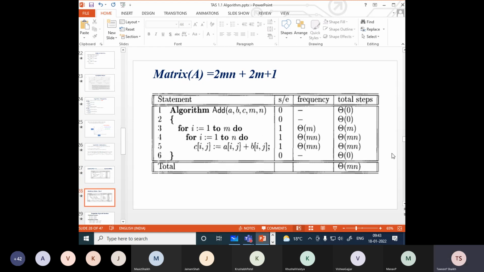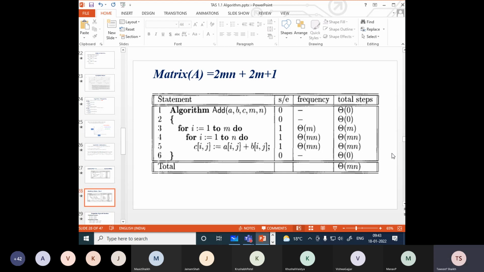Similarly, a function we have also learned about is matrix addition. We came to the conclusion that its total complexity is 2mn plus 2m plus 1. If we analyze it using asymptotes, its complexity should be theta of mn. The 2 will be eliminated, the 2m will be eliminated, and the 1 too. The highest term is mn, yes? And the 2 in 2mn will also be eliminated, so it should be theta of mn.